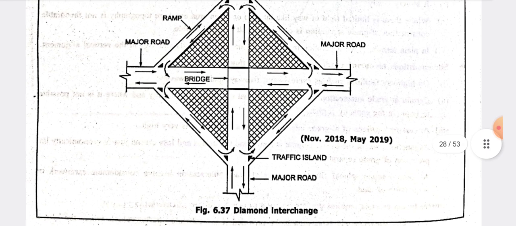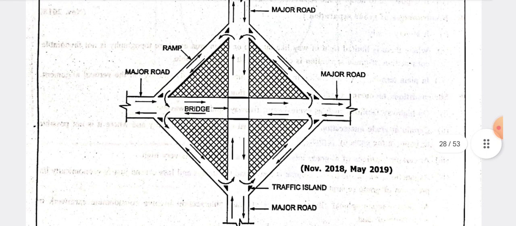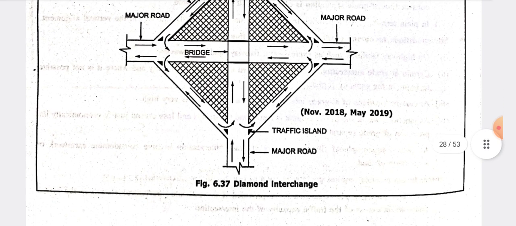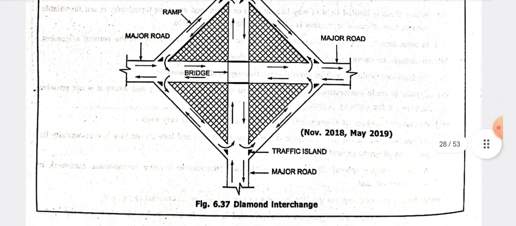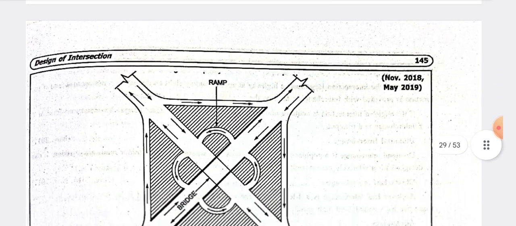The next figure is a diamond interchange. Here a diamond shape road is constructed, and the major road is connected with ramps. A small ramp is constructed to change direction without any obstruction, and a traffic island is constructed in between at the intersecting point.